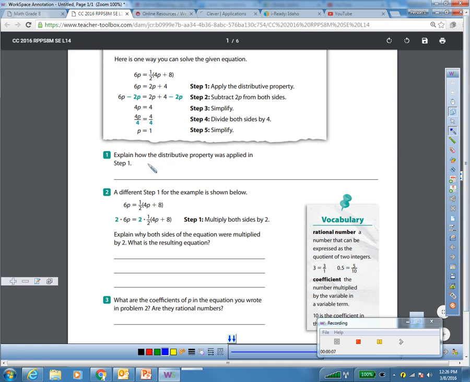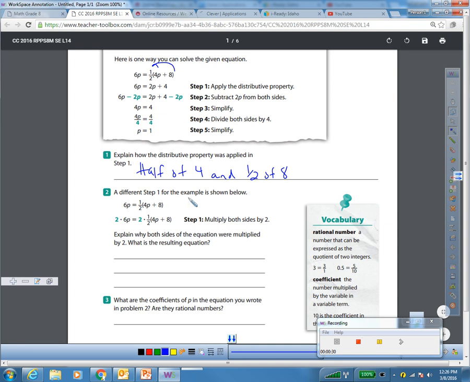Let's get started. It says explain how the distributive property was applied in step 1. So you have to go look at the example, and you look at step 1, and the distributive property, you're taking half of 4. So you have to explain that you're going to take half of 4 and half of 8. So it's multiplied toward the 4 times p and times the 8.